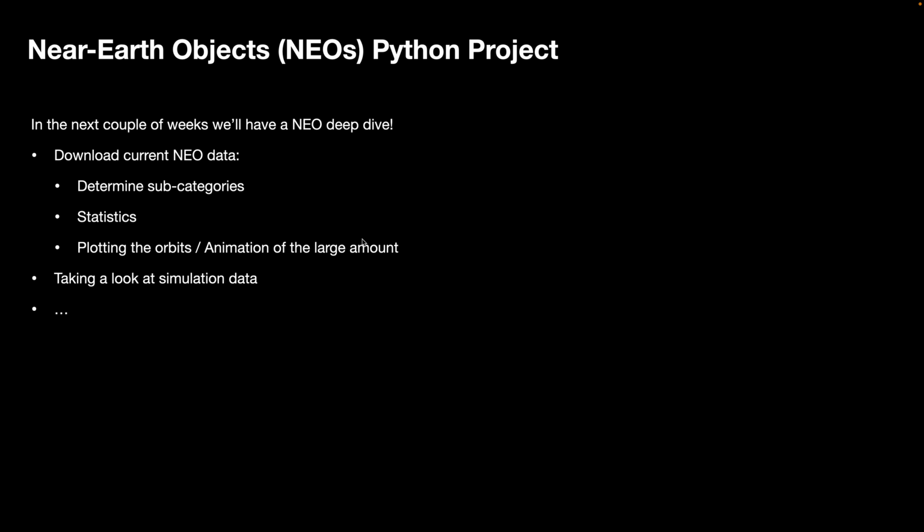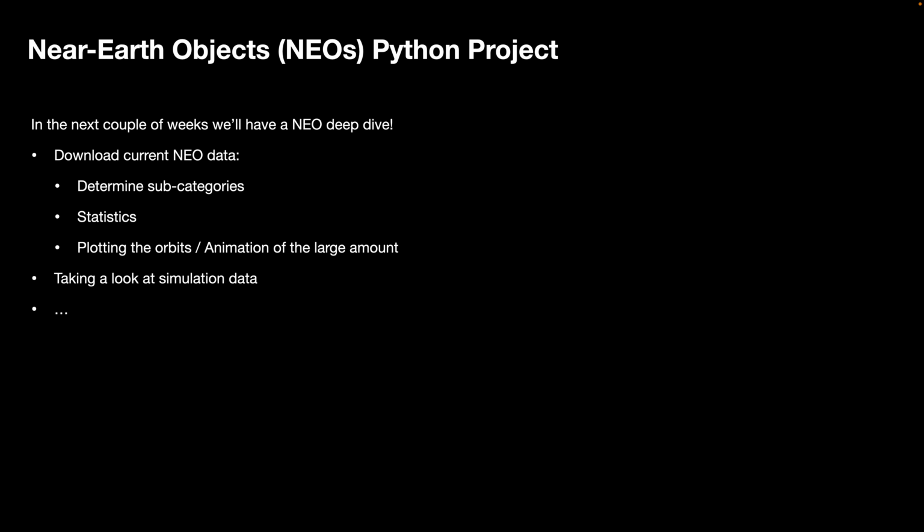But the best question is, of course, what kind of scientific project can we now do with Python, right? There are a lot of surveys, so are there actually any tasks? Should we build up our own telescope and observe NEOs? Well, first of all, in the next couple of weeks, I would like to make a small NEO deep dive with you. We will download the current NEO data. We will also check the subcategories. There are certain names for NEOs like Amor, Apollo, Aten, and so on, and we will take a look at what these different definitions are.